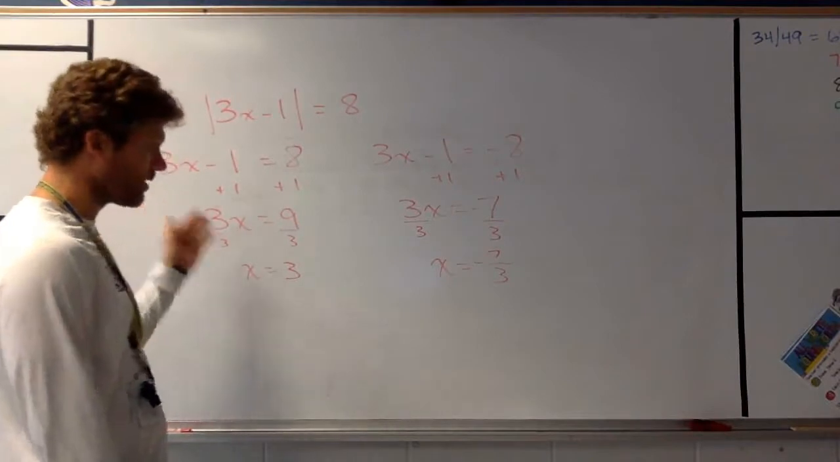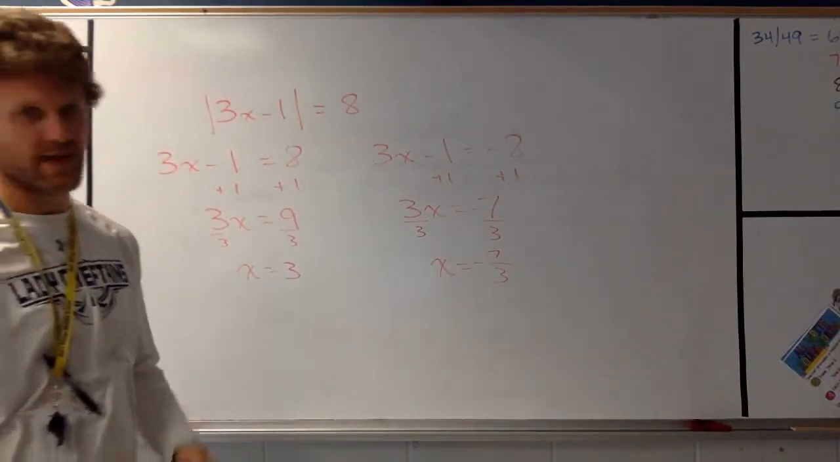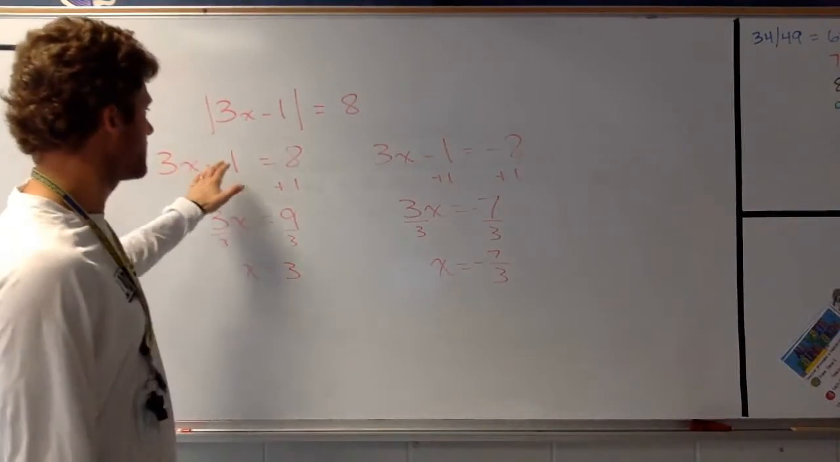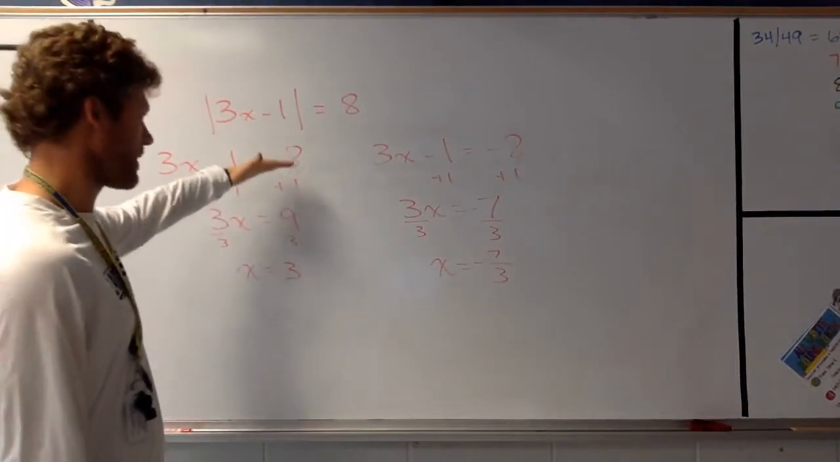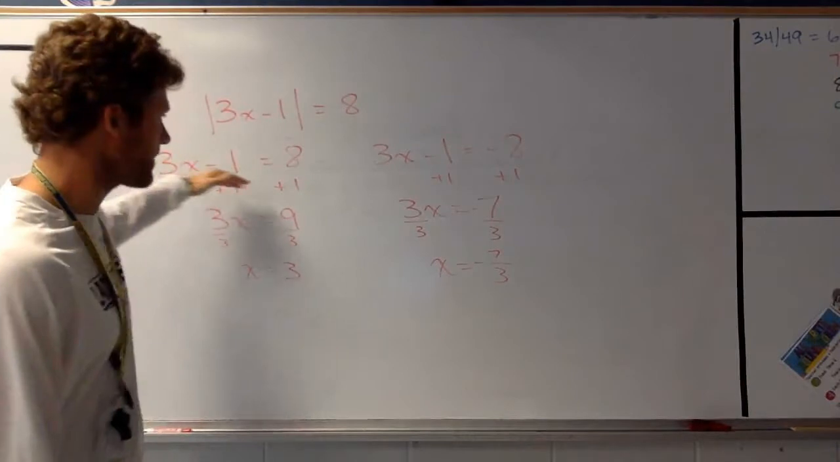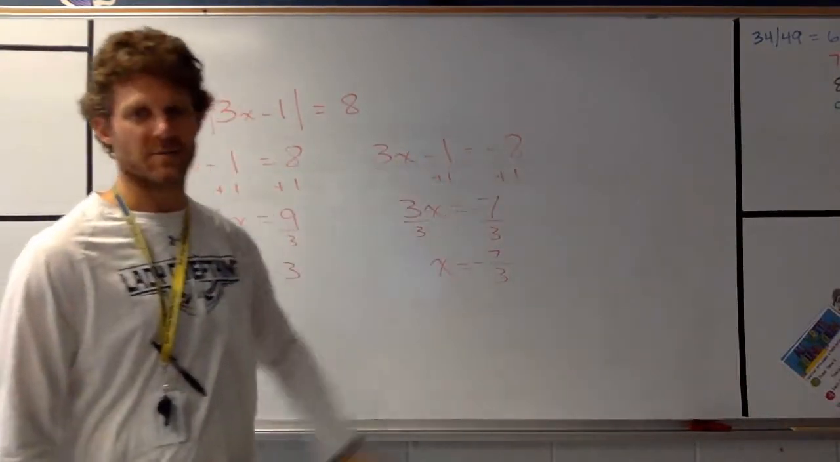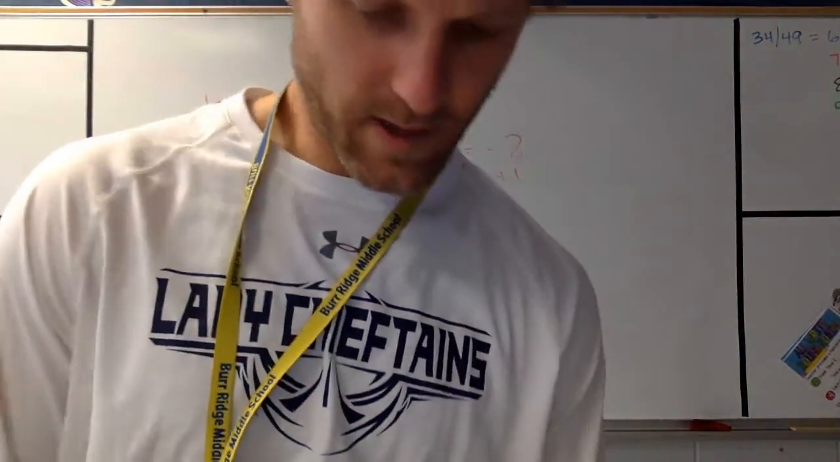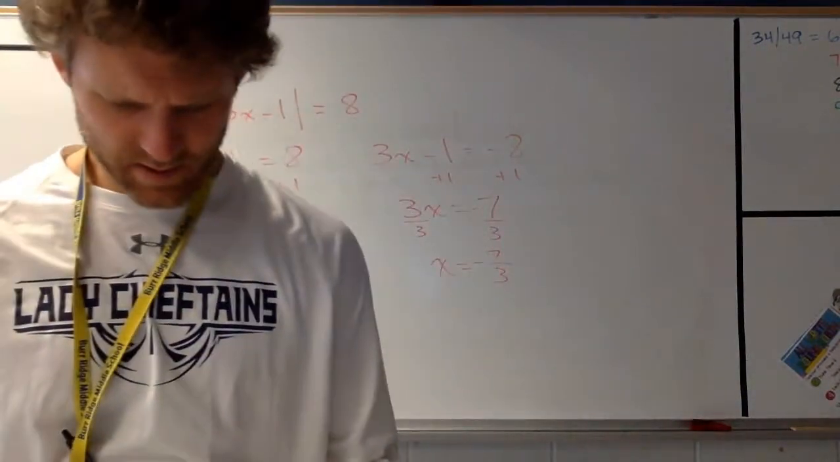This is how you solve these types of equations, absolute value equations. Write it the first way exactly the way that it appears. The other way is with the opposite on the other side, solve both, and you have your pair of solutions. Okay? So, moving on to problem 3.